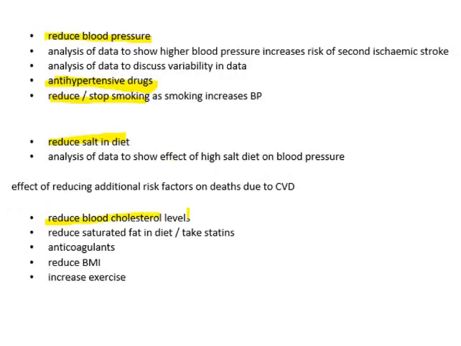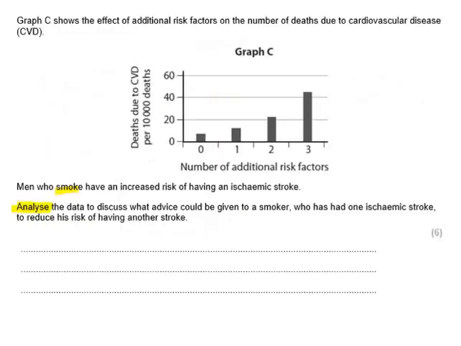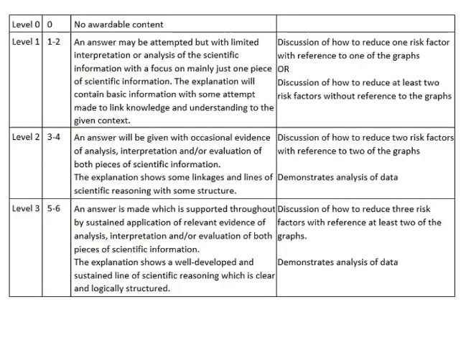Reduce blood cholesterol levels is another piece of advice you can give. Reduce saturated fat intake, use anticoagulants, reduce BMI, increase exercise. All of these are pieces of advice you can give, but because this is a 6 marker, it's actually a leveled response. So if you just gave 5 different bits of advice but have not referred to the graphs at all, you will not get full marks. So this is quite useful to use here.